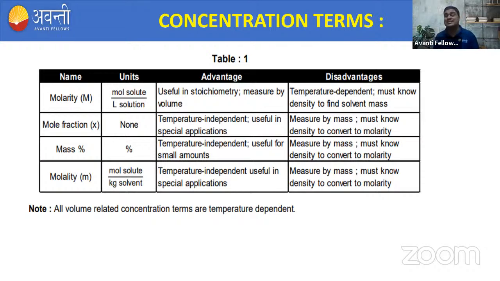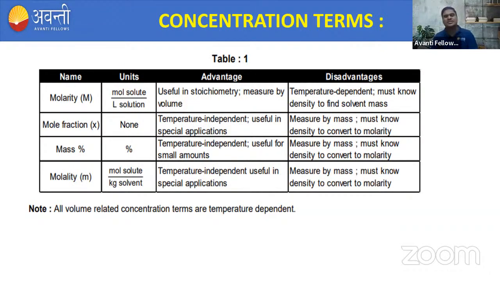So one limitation is that they are temperature dependent. In cases where the temperature changes, we cannot consider molarity, because in colligative properties like elevation in boiling point and depression in freezing point, we deal with temperature. In such cases we are not considering molarity. Instead of molarity, we are going to consider molality only. So this is all about molarity.